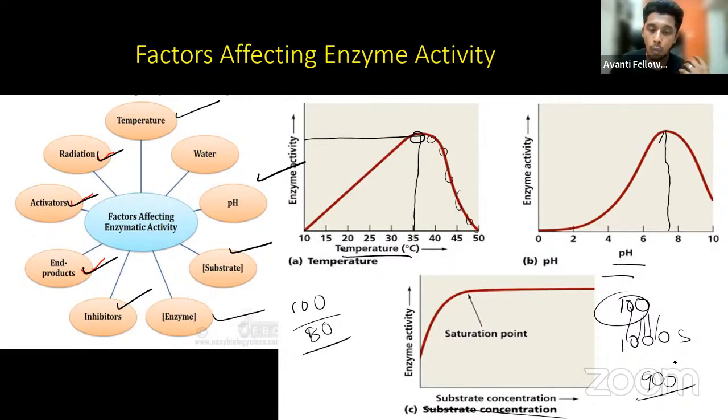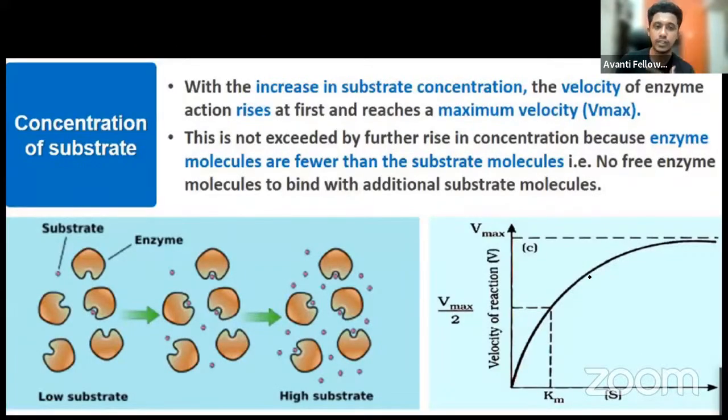Okay, so now what happens with the increase in substrate concentration? At one point, as the substrate becomes more and more, all the enzyme molecules will be involved, totally occupied for this enzymatic reaction, and finally it reaches a point of saturation where you cannot expect more product out of this chemical reaction. Okay, so this is about enzyme substrate concentration.